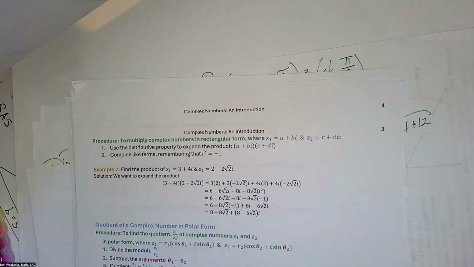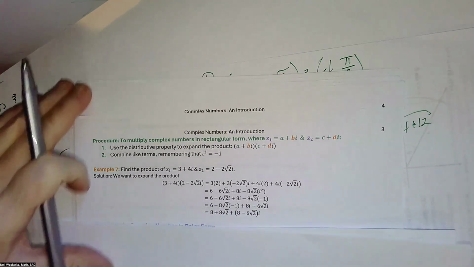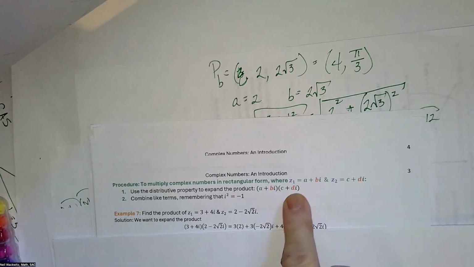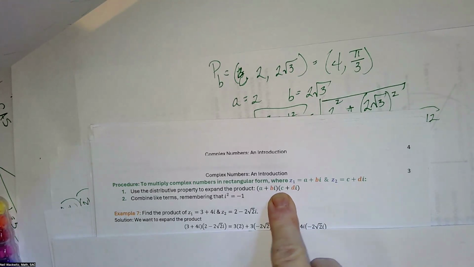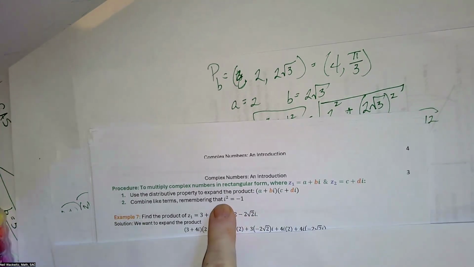Okay. The next thing we're going to do is multiply and divide, because why not? If we have two complex numbers in rectangular form, to multiply them, it's just exactly what you would expect. We're going to distribute. And we're going to remember that i squared is -1.